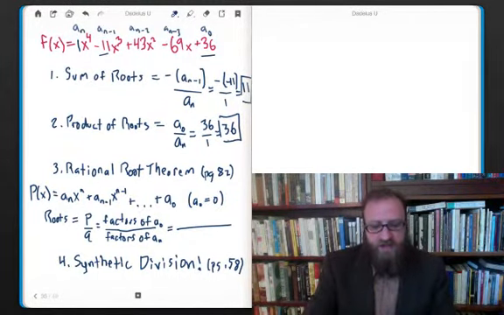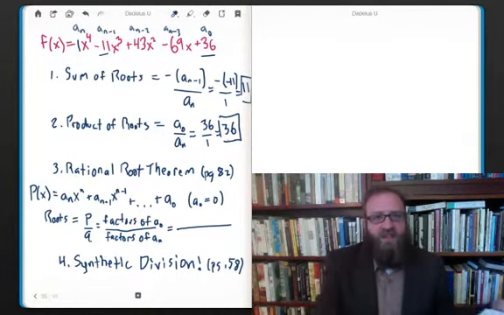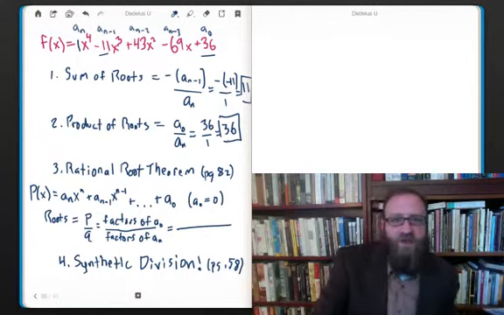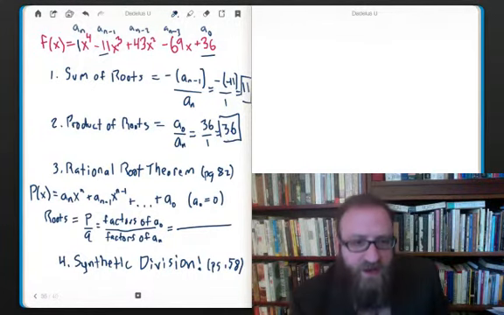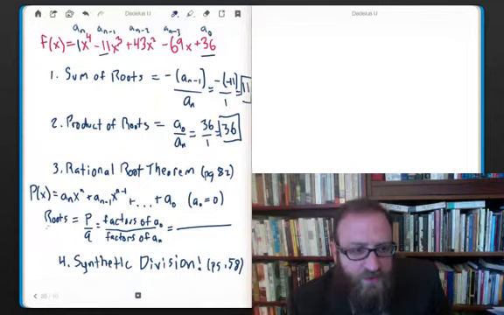I'm going to read out of the text, and then we're going to decode this language. If one of the roots of the equation p of x equals 0 is x equal to p over q, where p and q are non-zero integers with no common factor other than 1, then p must be a factor of a sub 0, and q must be a factor of a sub n. So what does all that gibberish mean? It basically just means, as I've written here, that the possible rational roots of this function are equal to the factors of a sub 0 over the factors of a sub n.